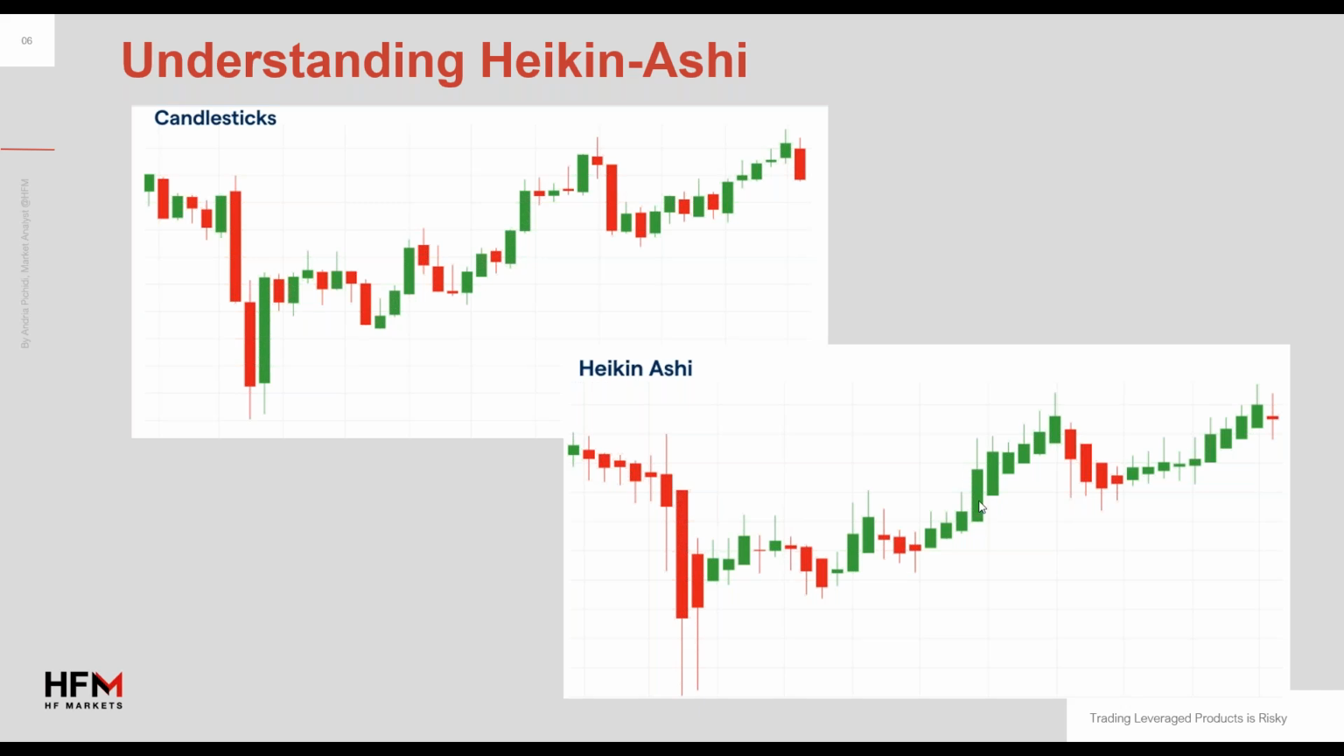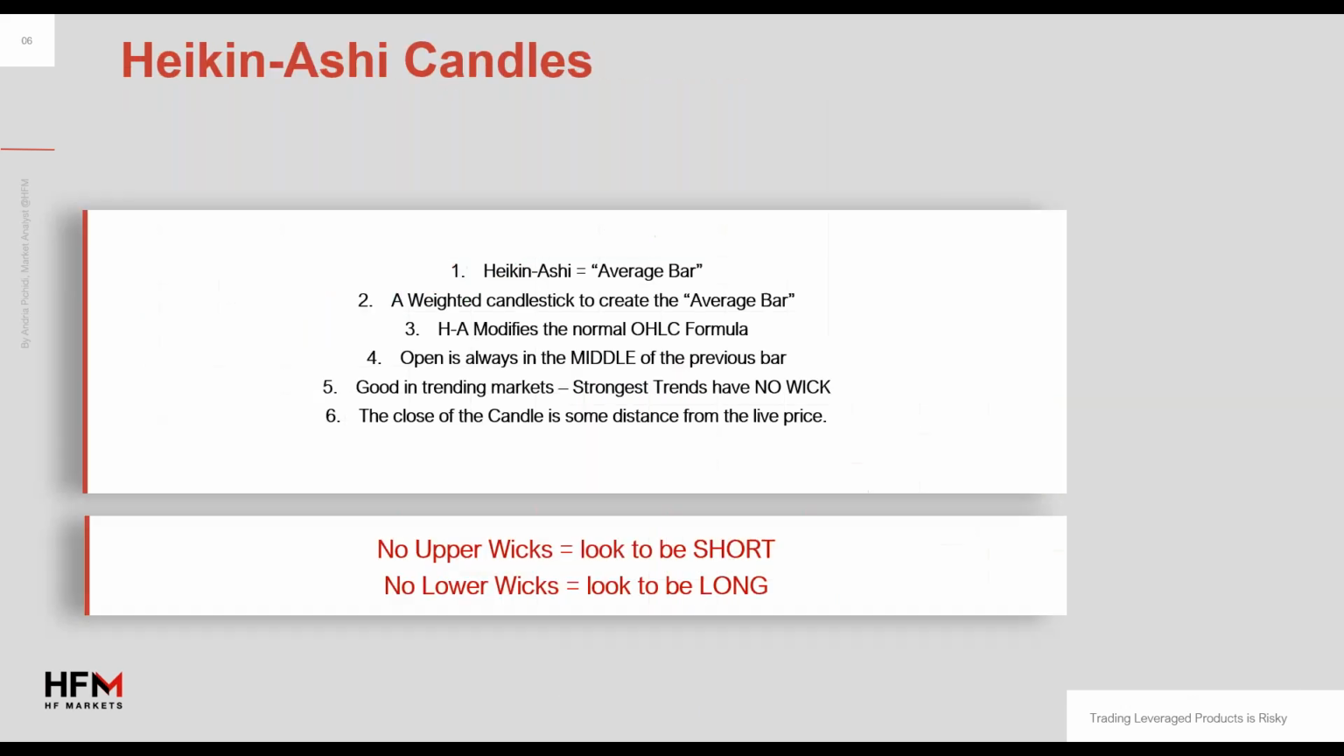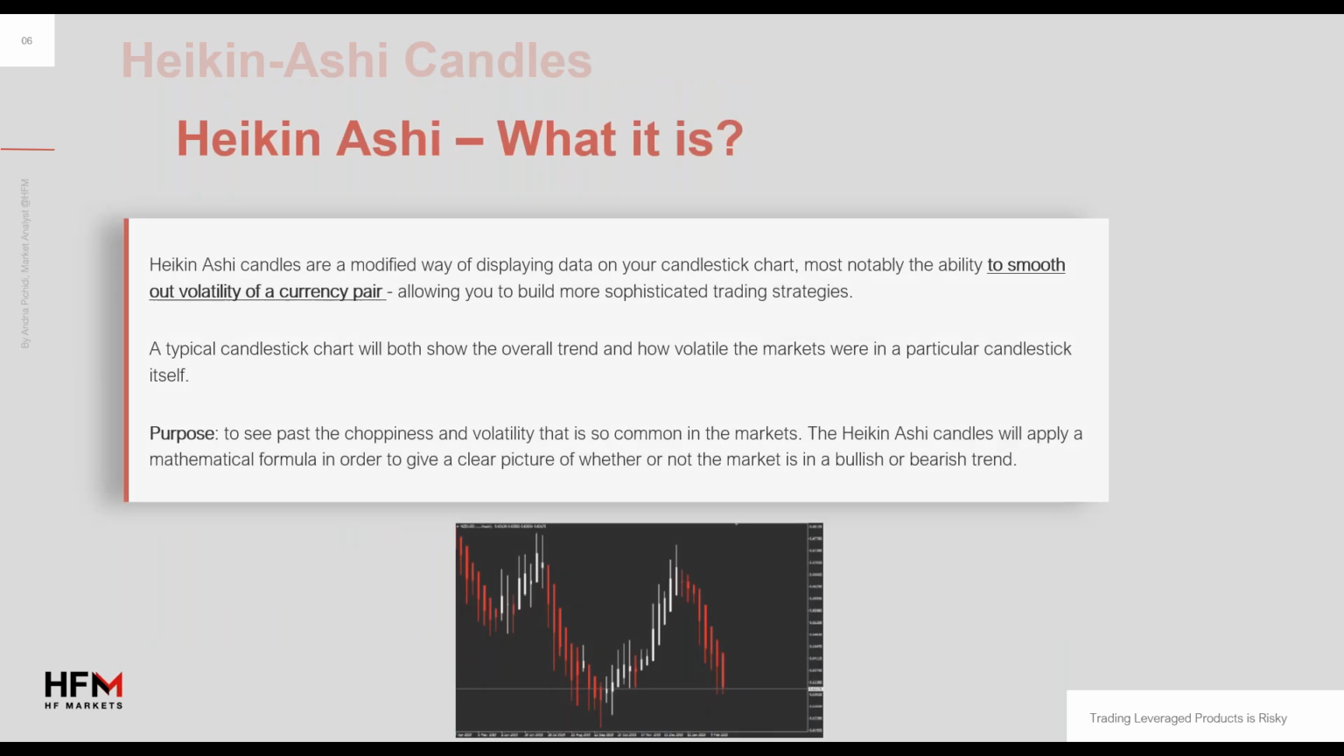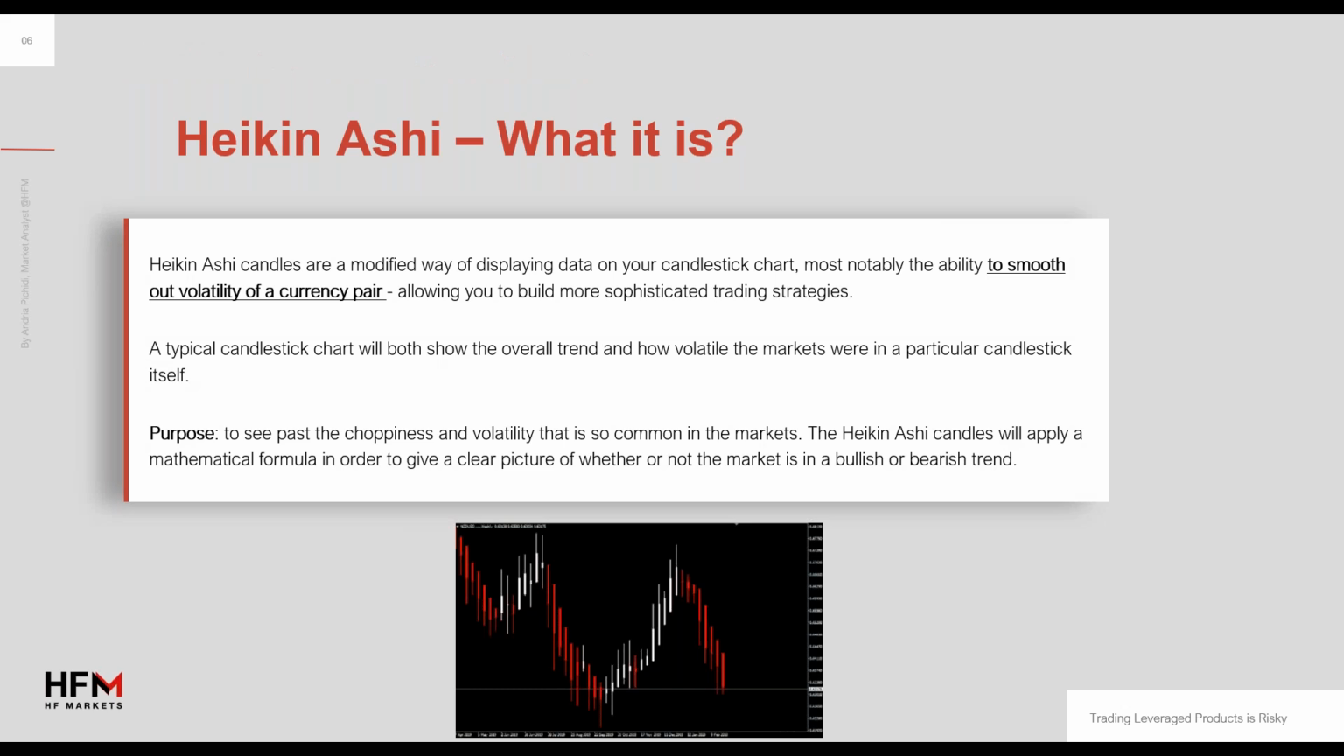So look at this one, for example. If you see the Heikin Ashi candle, this one is lined up with the middle of the preceding bar. Again, the same. The bar is lined up with the middle of the preceding bar, not with the level of the previous candle.